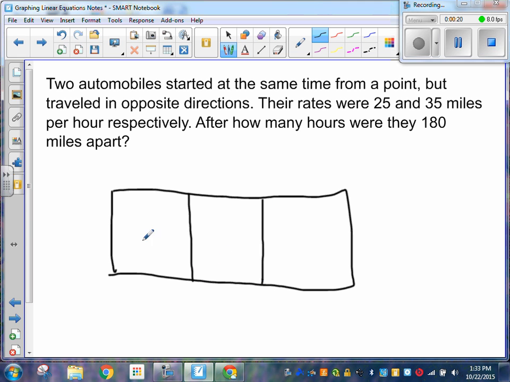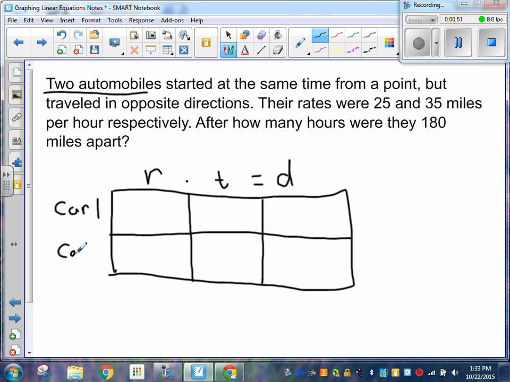Again, you always have the two columns and the three rows, and we're going to put our distance formula on top, which hopefully you got that question right. It's R times T equals D. Rate times time equals distance. And we'll put our two objects here. In this one, it's automobile. We have two different automobiles. So I'm just going to say car 1 and then car 2.